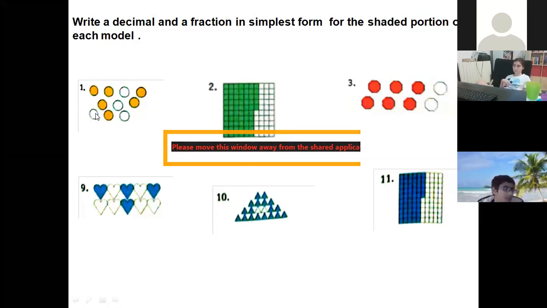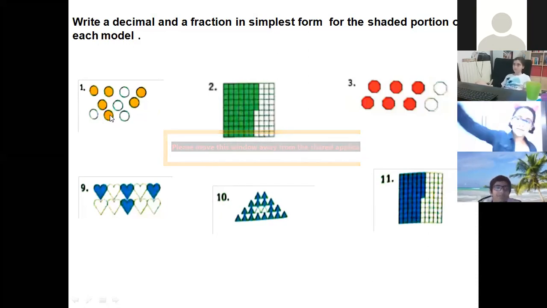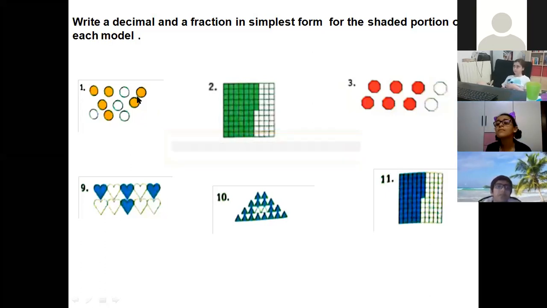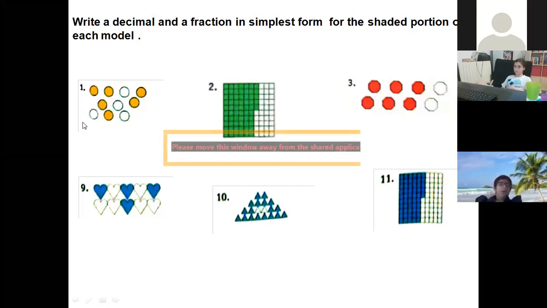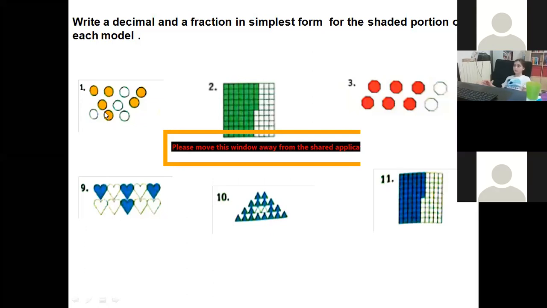6. Should I do the orange or the green? Yes, the orange. 6 out of 4. Why out of 4? All the circles. We have 6 orange circles out of all of them. 10, yes. 6 out of 10.